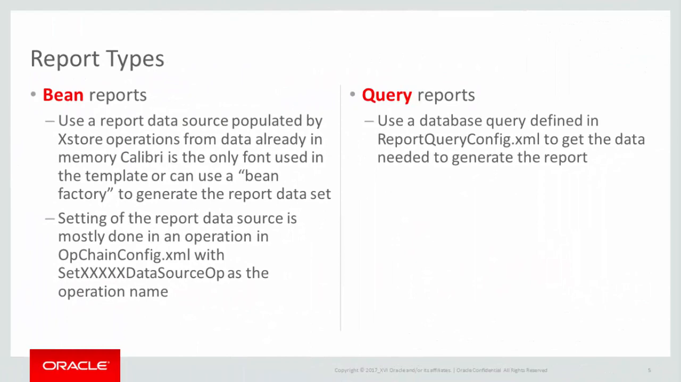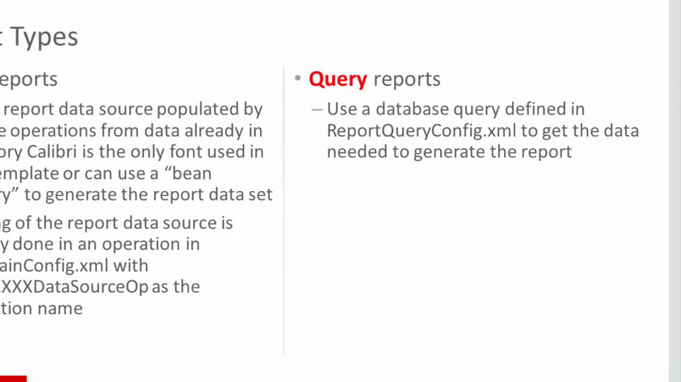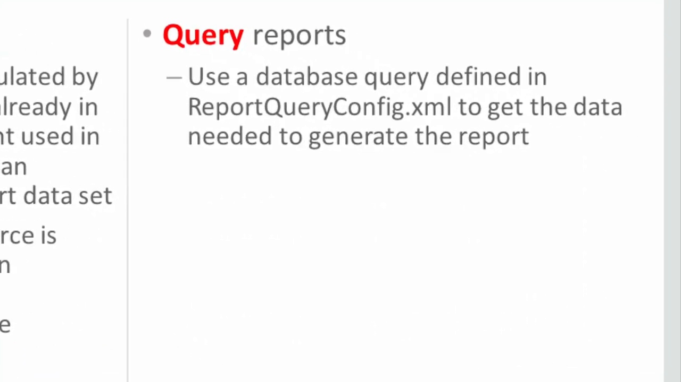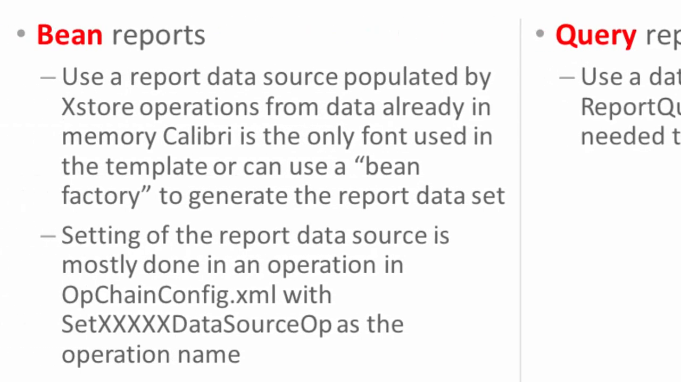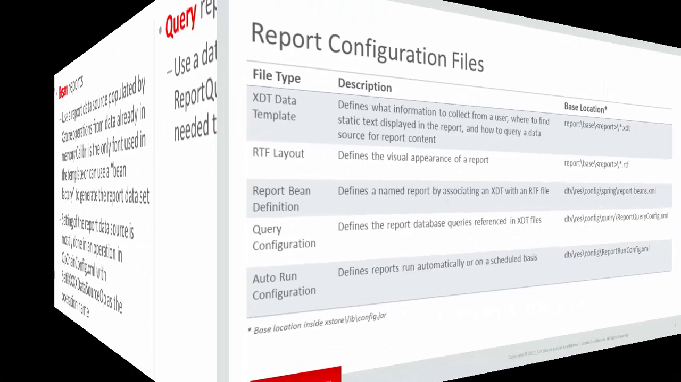XStore's reporting framework supports two types of reports, bean reports and query reports. A query-based report is used when the report data needs to be obtained by running a parameterized query against the XStore database. A bean-based report is used when the report data already exists in memory. For example, when printing the contents of a shipping document, the document itself can be used as a report data source. No need to query the database.